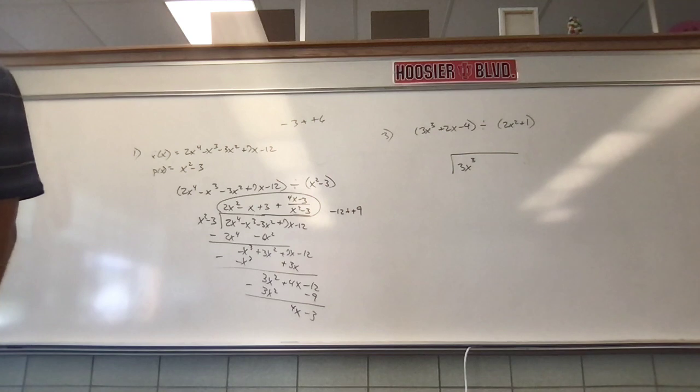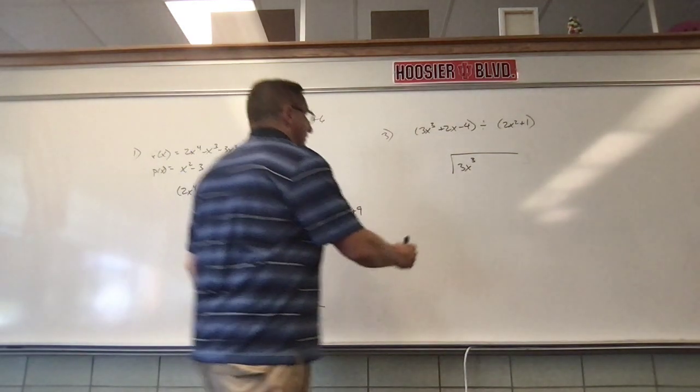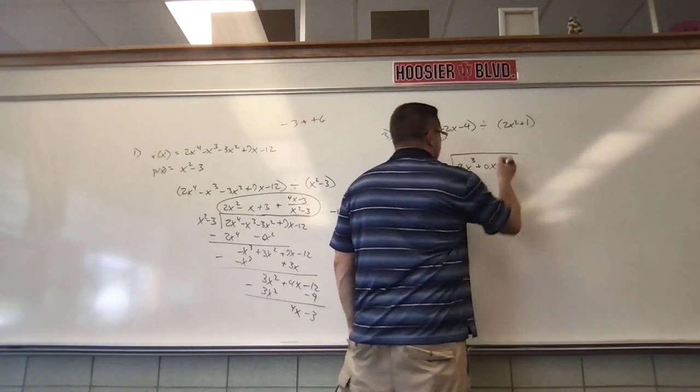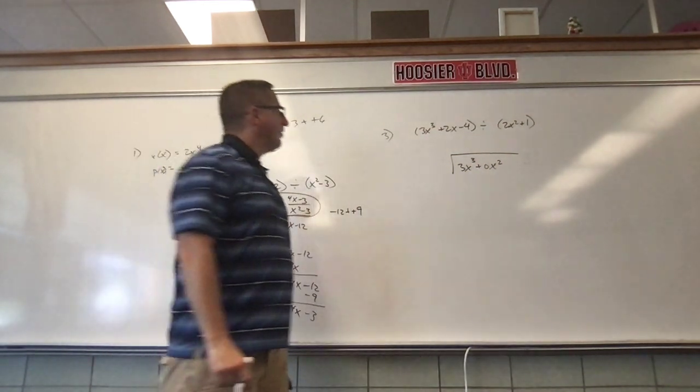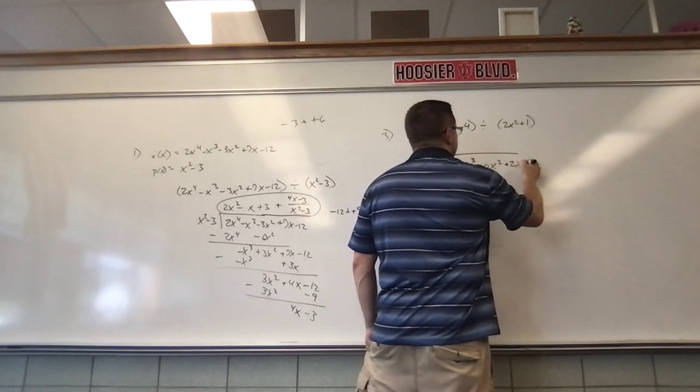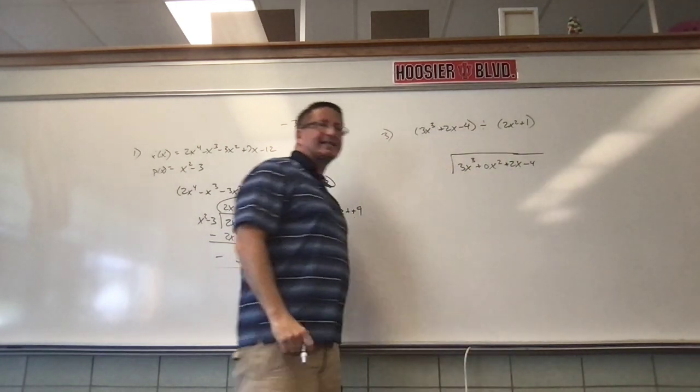Huh? There are no x squared. So here's what I would really encourage you to do. Put plus 0x^2. Then put plus 2x. Then put minus 4.